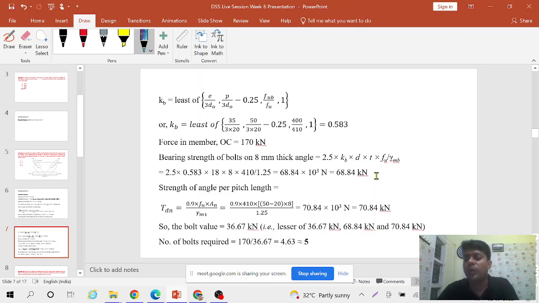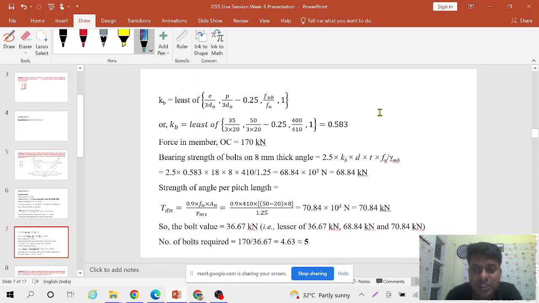See, you are considering only one pitch. You are assuming that if a single bolt fails, then your section will fail in the net section. That is why we are considering 50 minus 20 only for the single pitch, because we don't know the entire length of the connection here. Okay. What is 50 and 20? See, 50, you have already used while calculating the value of KB. Yes, it is the pitch, 50.